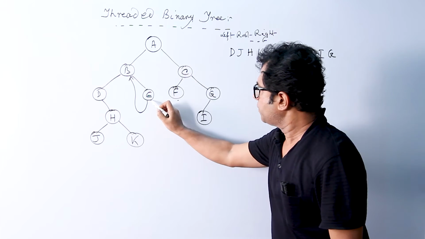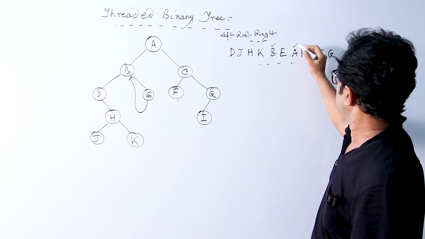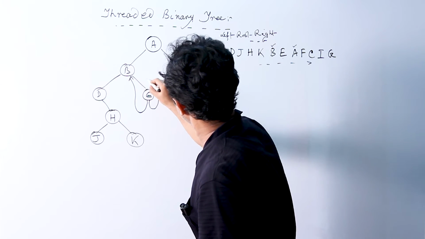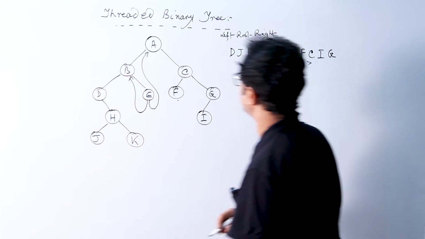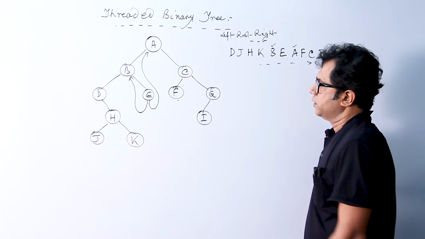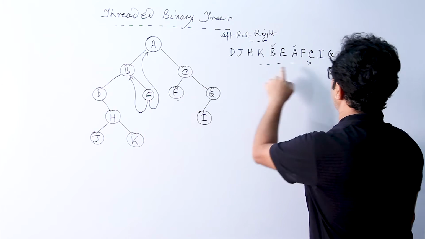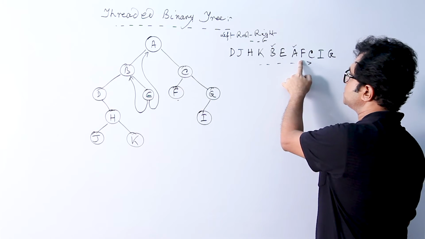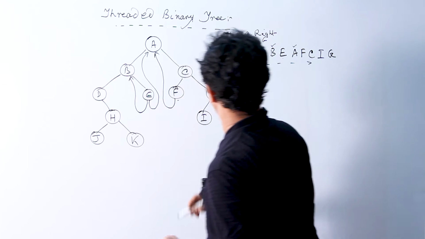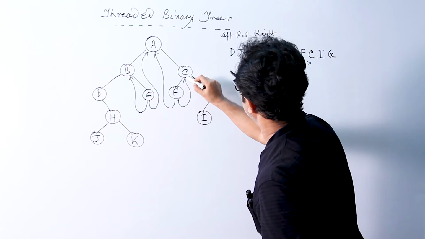Similarly, the right null pointer will point to the inorder successor of E. And what is the inorder successor of E? The inorder successor of E is A. So the right null pointer will be utilized by a thread to point to the inorder successor of E, that is A. So these are two threads added to the diagram. Now come to F. F has an inorder predecessor of A. So the left null pointer of F will point to A. The right null pointer of F will point to the inorder successor C.